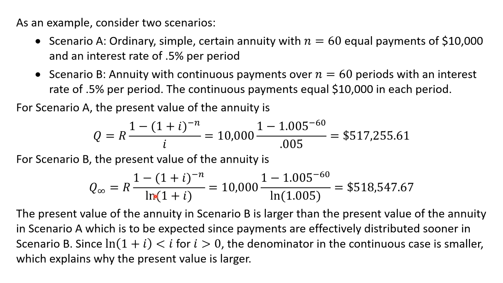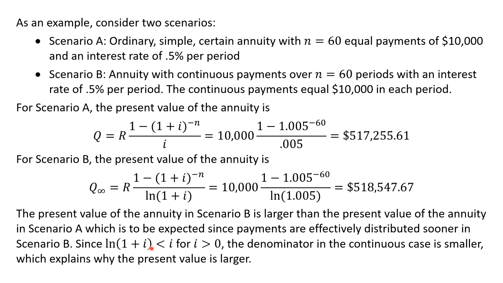And the only difference was this denominator was log(1 + i). We plug that in and we get a slightly larger amount, which we would expect, right? We're getting the money as soon as it's been computed continuously. So the present value of the annuity in scenario B is larger than the present value in A, as I just stated, which is to be expected since payments are effectively distributed sooner in scenario B.